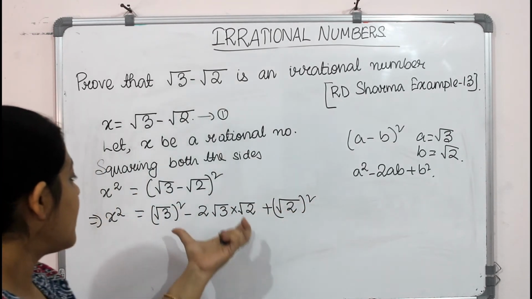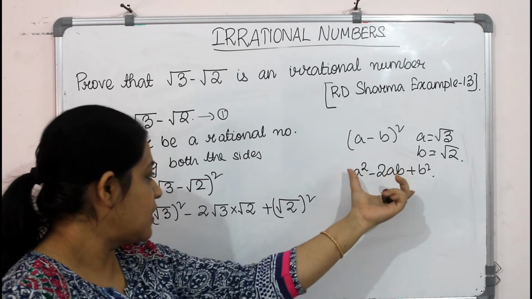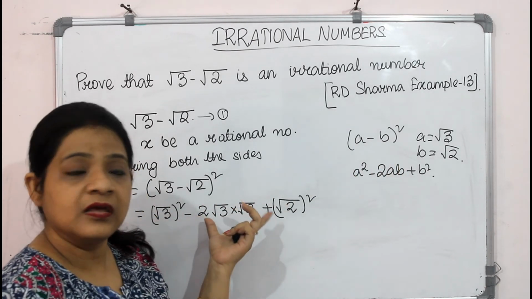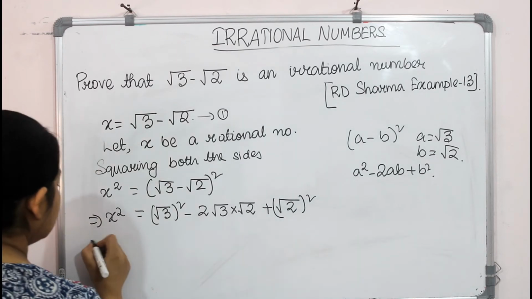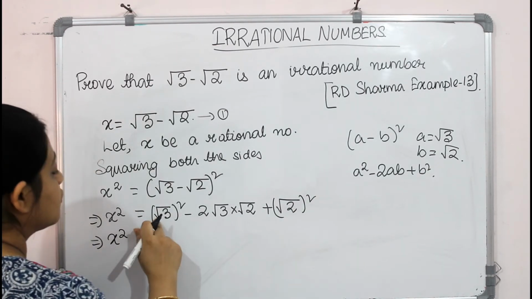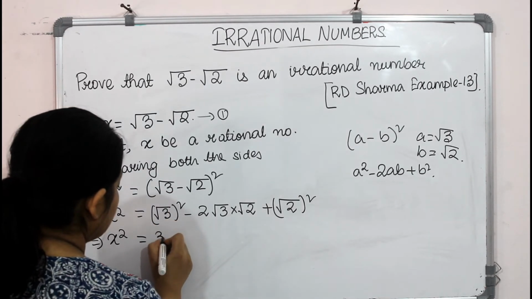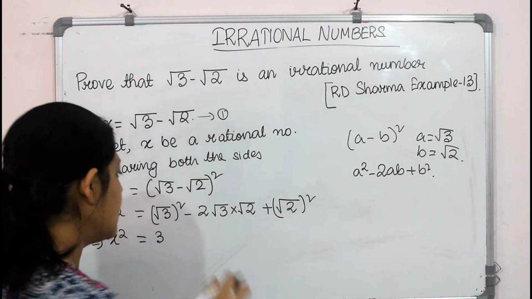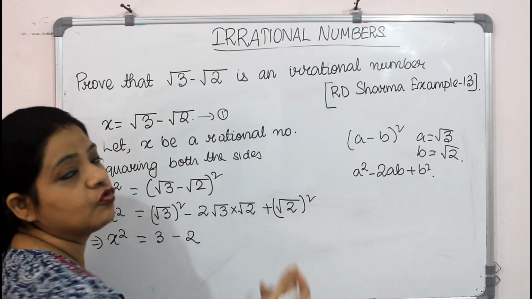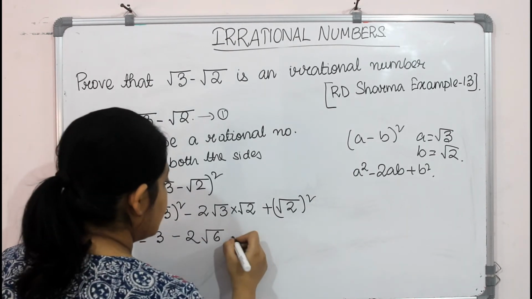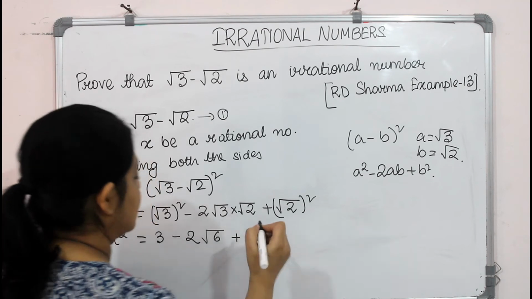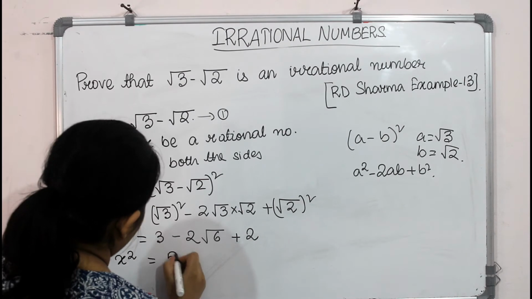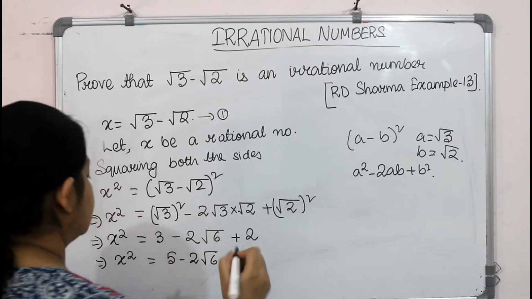Okay, so is the formula correct? Did you understand this part, how I have used the formula in this particular expression? Yes, it should be clear to you. Okay, so this will be further, we will simplify root 3 whole square. So the root will be removed, square and the half part gets cancelled. So you are getting 3 minus 2 root over 3 into root over 2 is root over 6 plus root over 2 whole square you are getting as 2. So you are getting ultimately x square equal to 5 minus 2 root of 6.